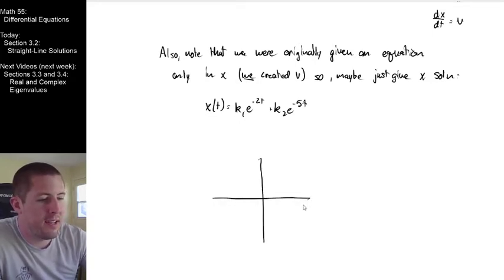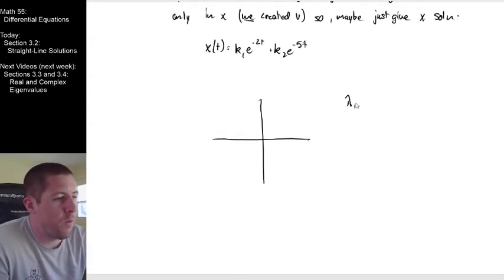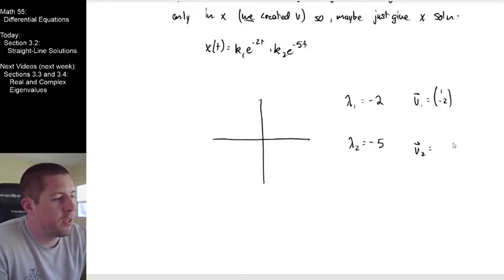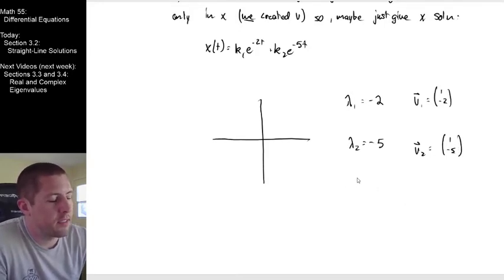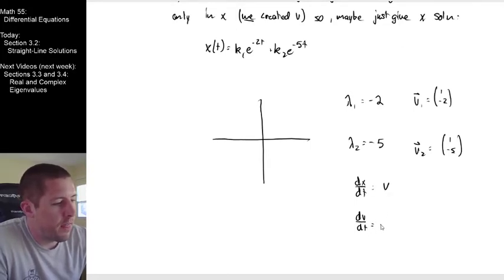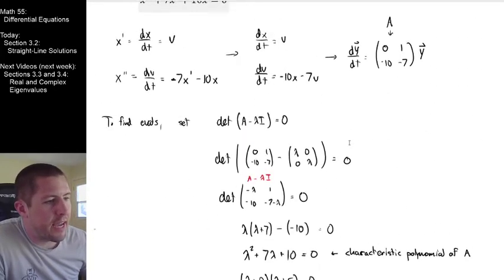And the answer is going to be, yeah, we can. So here's the things that we know. We know that we came up with lambda 1 being negative 2. Lambda 2 is negative 5. Our eigenvector 1 was 1, negative 2. And our eigenvector 2 was 1, negative 5. And our original system, because notice that to get a system, we have to have invented the v variable right here. I think this was just v and then negative 10x minus 7v. I don't remember what my ordering of my variables was. Okay.